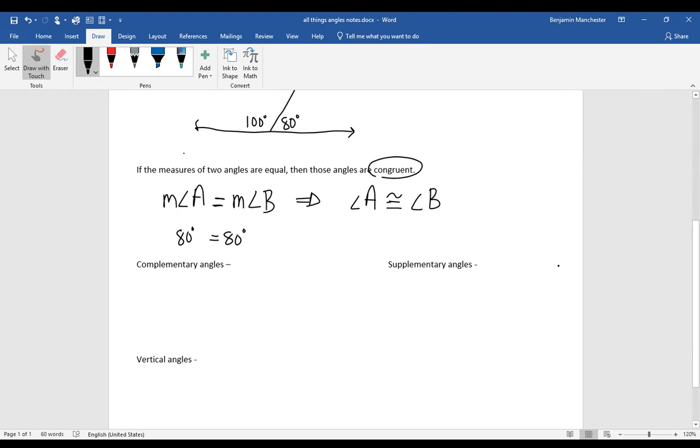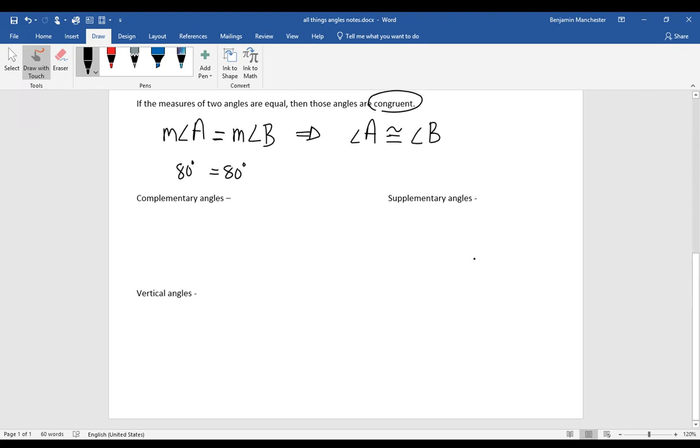So if we have a couple of angles next to each other, they can have a couple of properties. One of them is complementary angles. Complementary angles are those that add up to 90 degrees. Two complementary angles are those that form a right angle when you put them together. Maybe this is 25 degrees and this would be 65 degrees, adding up to 90. So 25 plus 65 is 90. These are two complementary angles.